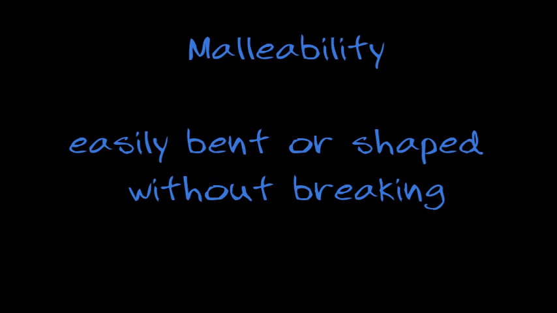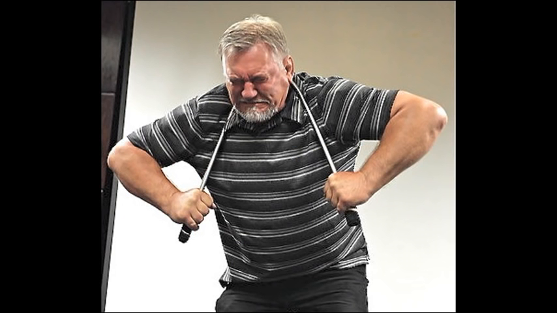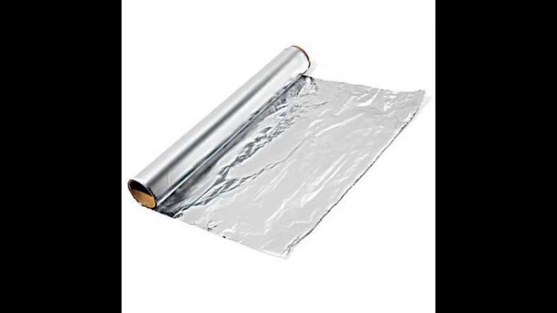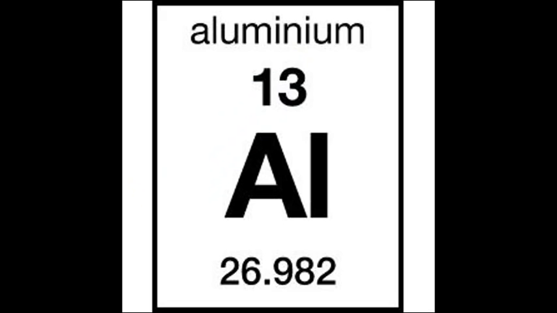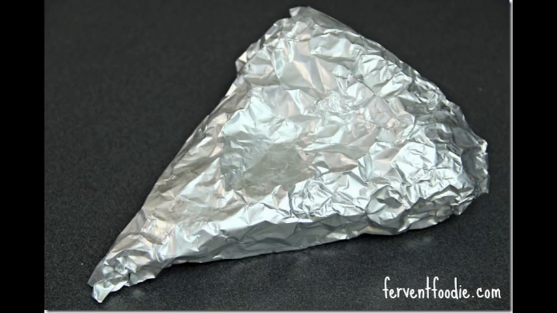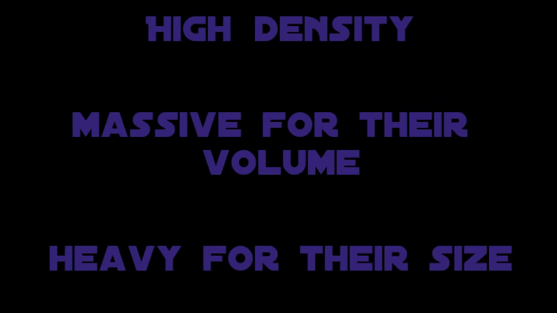Another physical property of metals is malleability. In order to be malleable, a material must be easily bent or shaped without breaking. Sometimes metals are shaped using lots of force, like with a hammer. And sometimes they are so malleable, they can be shaped using just your hands. Think of aluminum foil. This metal can be shaped using just your hands, and it doesn't shatter. Yay, leftover pizza.